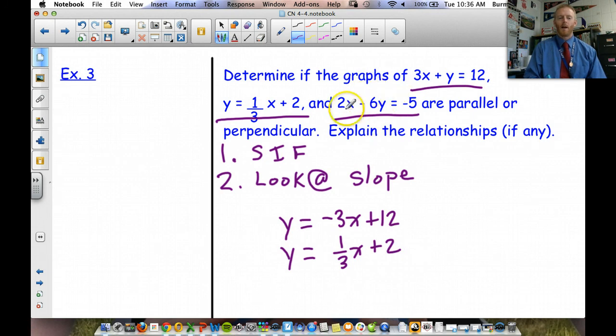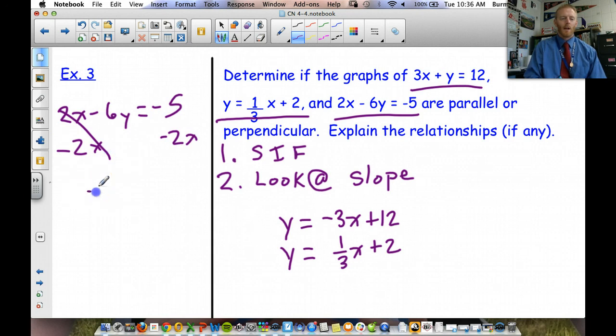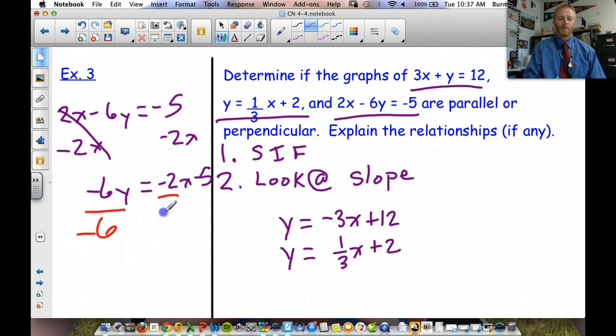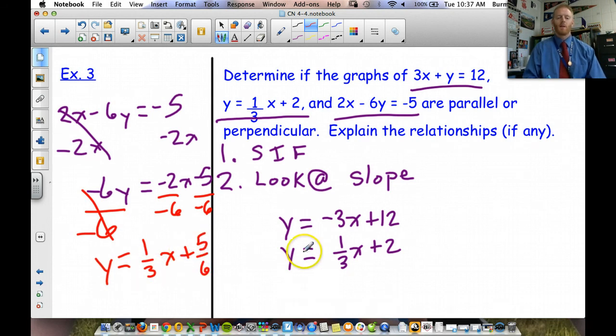And then to make this guy, we have to do a little bit of work. 2x minus 6y equals -5. We're going to subtract 2x from both sides to get the y's by themselves. And then we have -6y equals -2x minus 5. And our next step would be to divide everything by -6. We're left with y is equal to 1/3 x plus 5/6. So let's go back to that same color. We have our new one, 1/3 x plus 5/6.